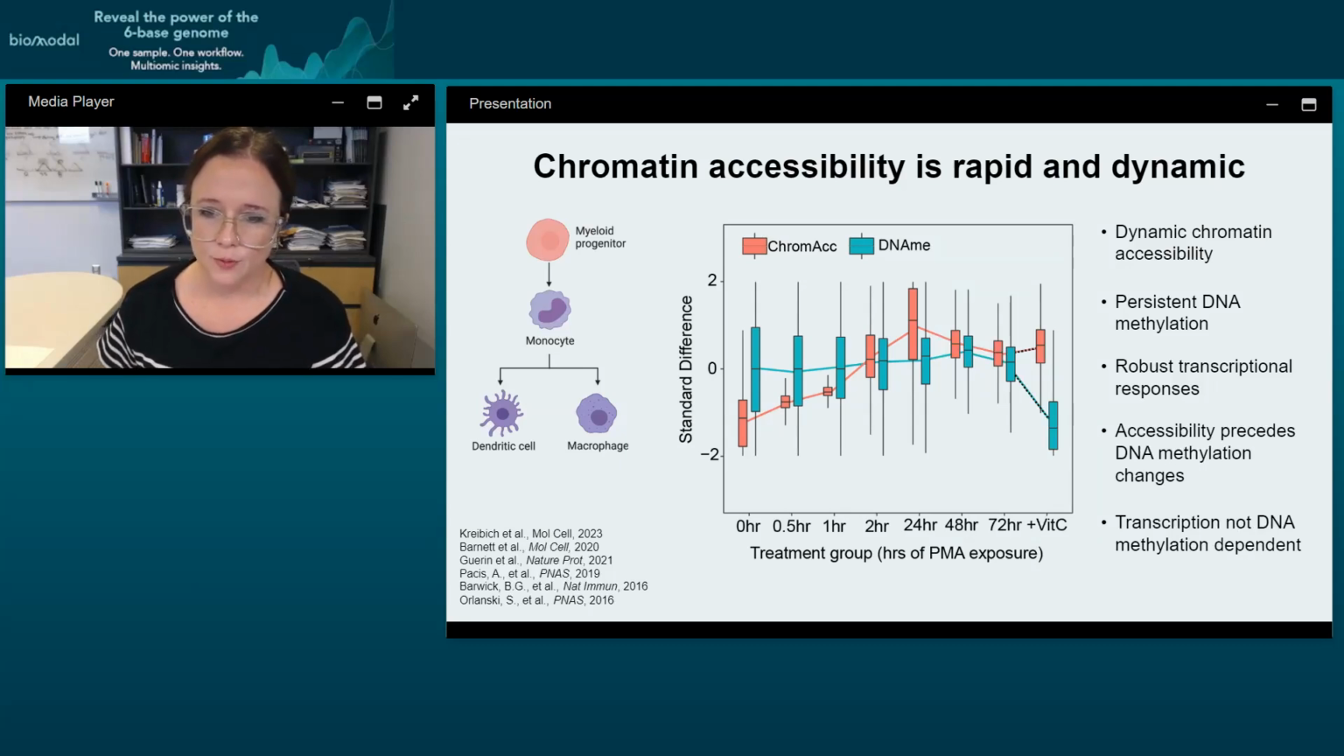And this was true even when we extended the time course out to 72 hours. The only time that we actually saw methylation go down in these regions that had been opened was when we supplemented the media with vitamin C, which is a really potent agonist for TET activity, which is the main demethylase active in this system. I'm going to talk about that a lot more in detail later.